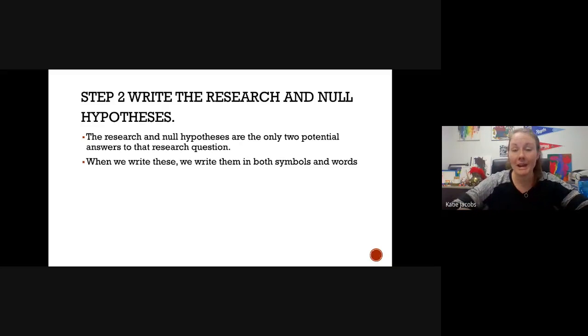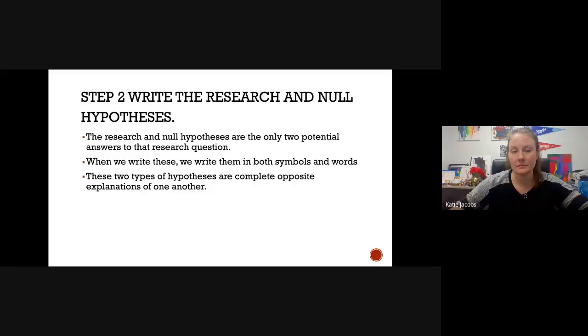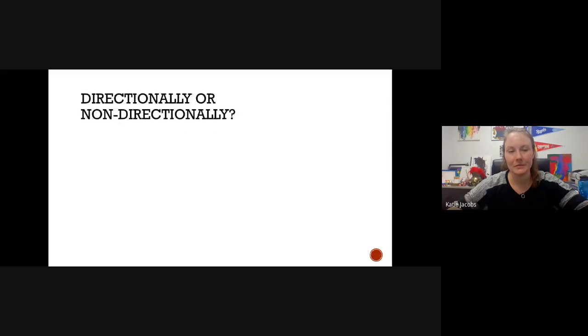All right, so when we write our research and null hypotheses, we're going to write these in symbols and in words. A lot of times it's a lot easier to start out by writing them in symbols first and then translate those symbols into words. Okay, so these two types of hypotheses are complete opposite explanations of one another, and whatever results we get from running the hypothesis testing steps, you cannot have both at one time. One or the other will be the best explanation for what's going on with our data set.